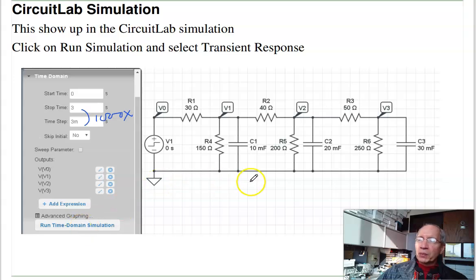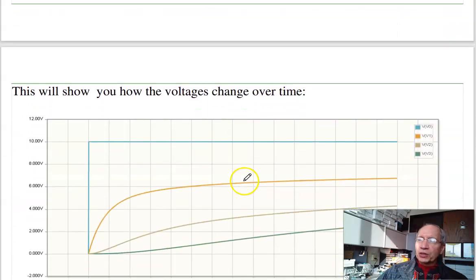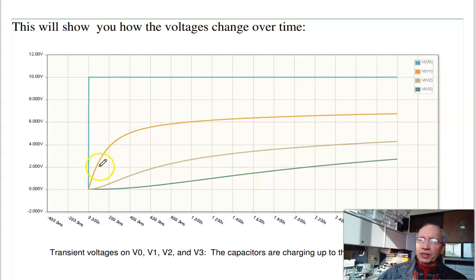So when I run the simulation, CircuitLab will show you the transient response. So here's the input. There's my step input. That charges up the first capacitor. It then charges up the second capacitor, charges up the third capacitor. Eventually I reach steady state.